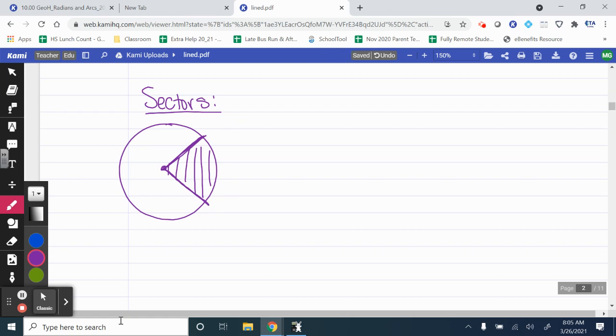And what we're going to talk about next is how to find the arc length, which is where this hits the circumference of your circle. The arc length would be this part of the circumference right here. And then we're also going to talk about the area of the sector, which is that shaded region that I just shaded in.